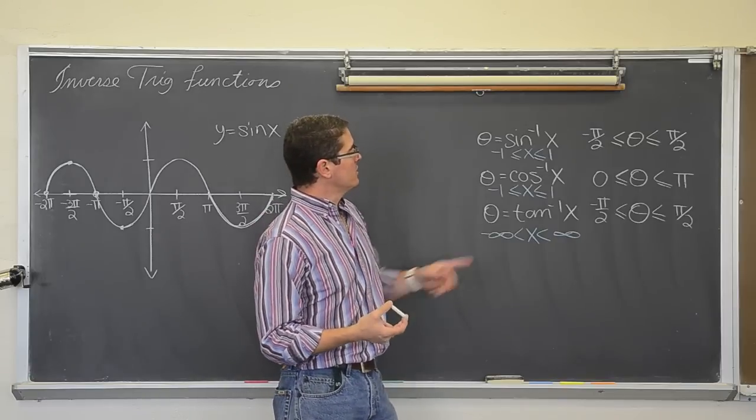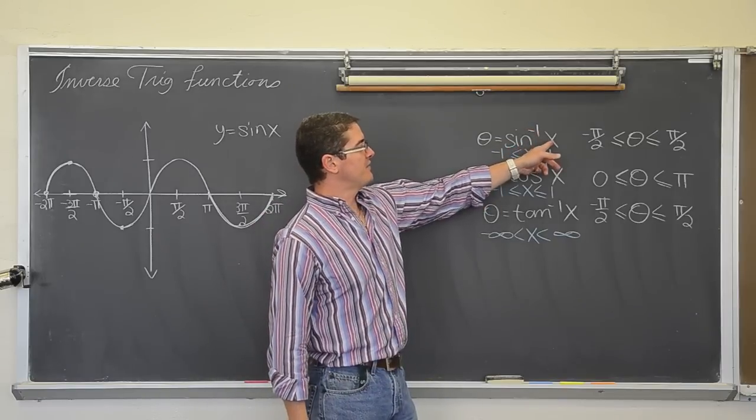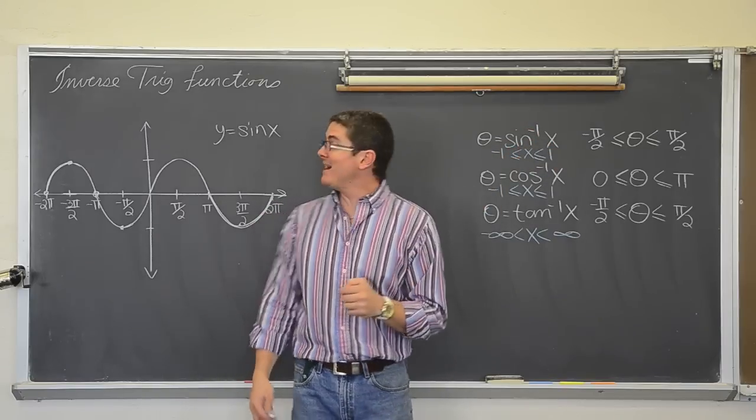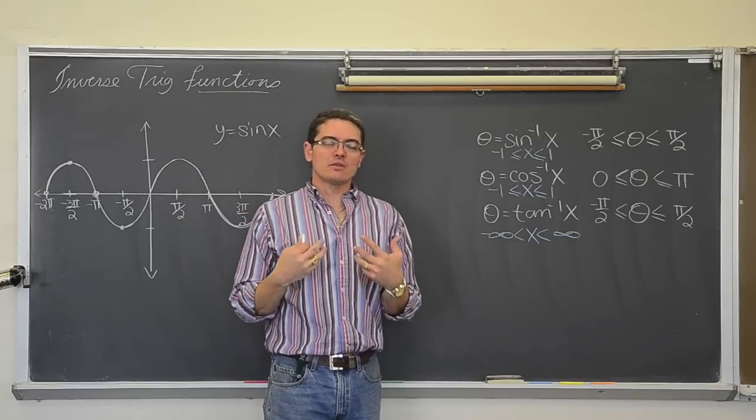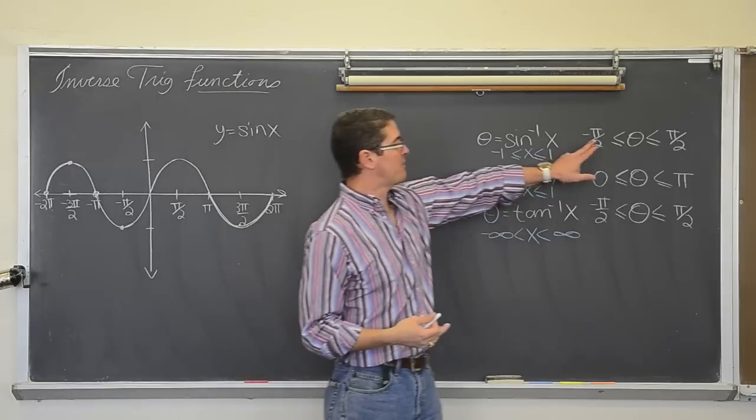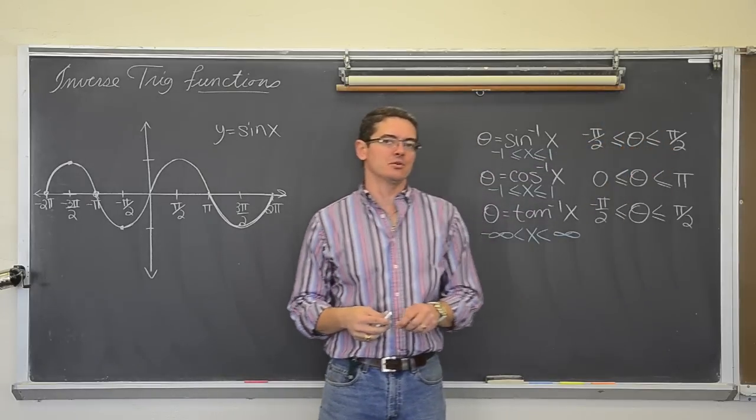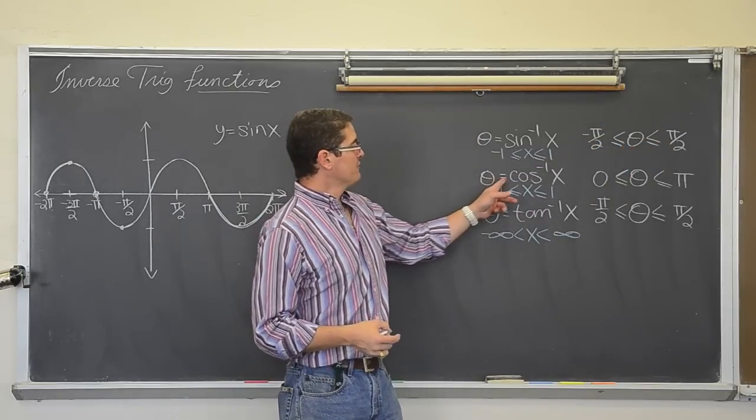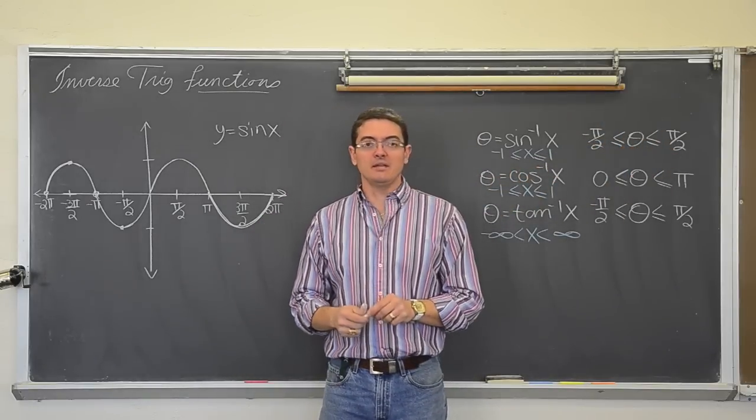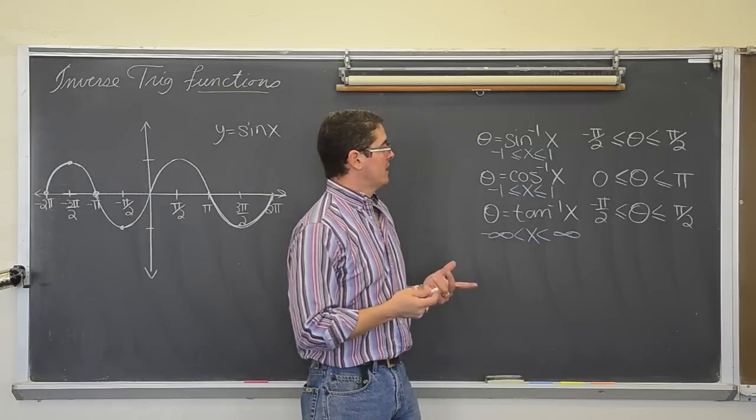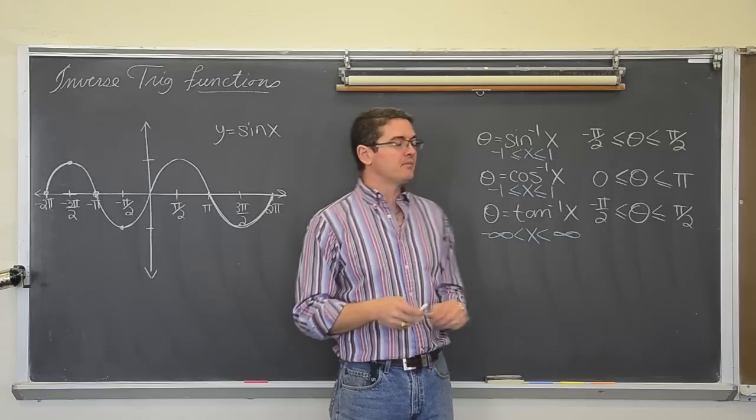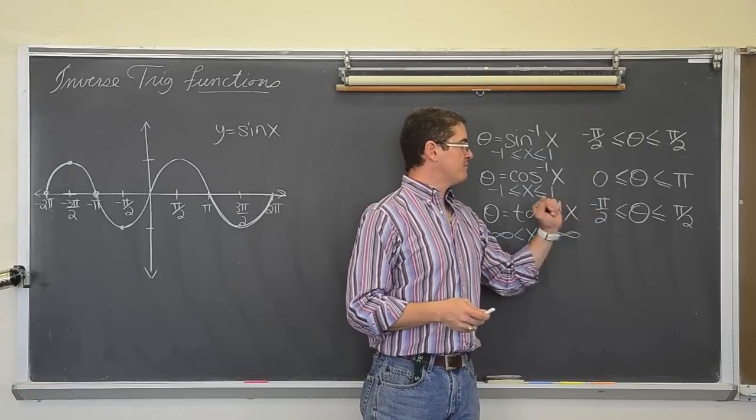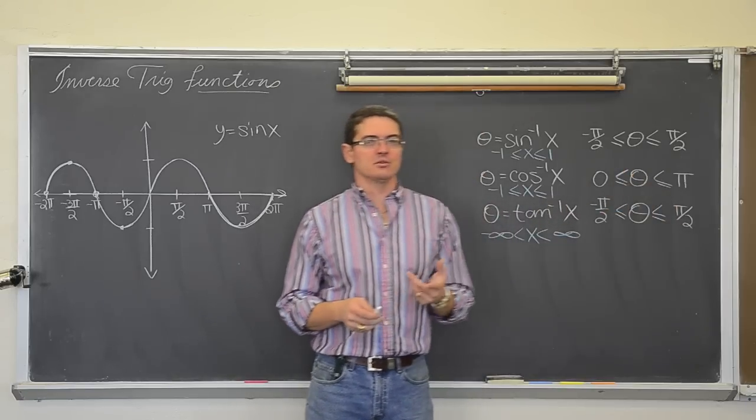And the book will tell you that inverse sine of x, when working with it as a function, will only give you answers, or they'll only accept answers, between negative pi over 2 and positive pi over 2. Inverse cosine of x, again, as a function, can only give you answers between 0 and pi. And then finally, inverse tangent can only give you answers between negative pi over 2 and positive pi over 2.